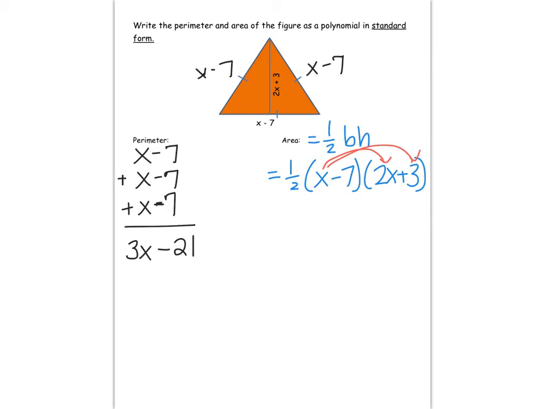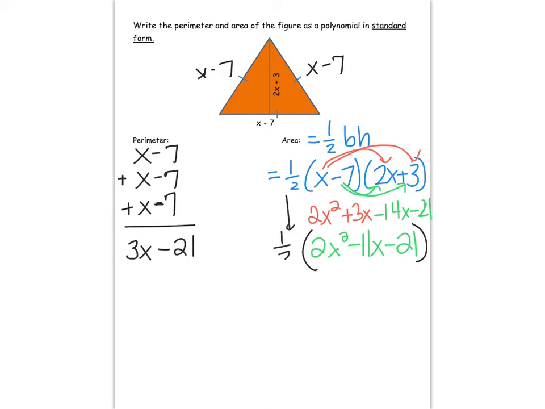So x times 2x would be 2x squared. x times 3 would be 3x. And then negative 7 times 2x would be negative 14x. And negative 21 over here on the side. So 2x squared minus 11x minus 21. And then put that back in the parentheses. Bring down the third part you haven't multiplied by yet. And now we have to distribute.